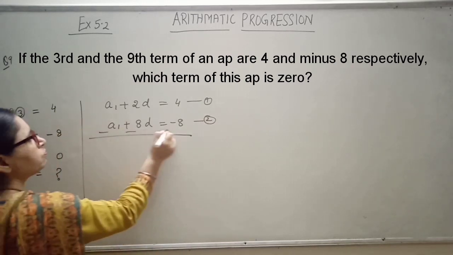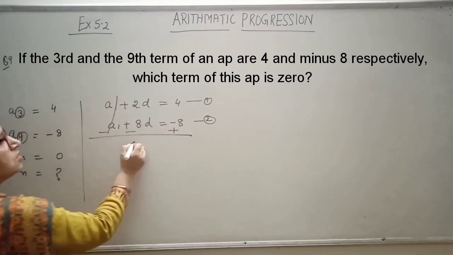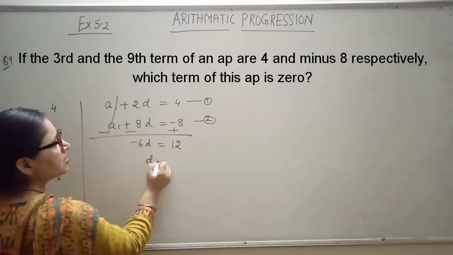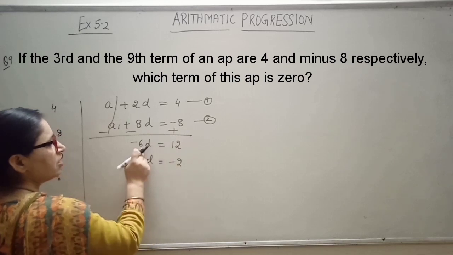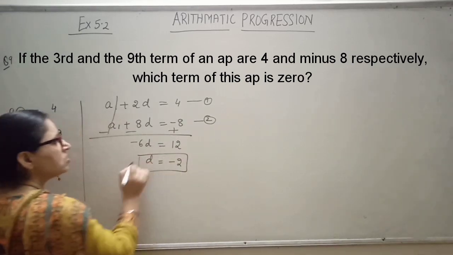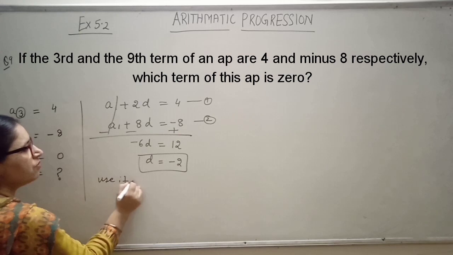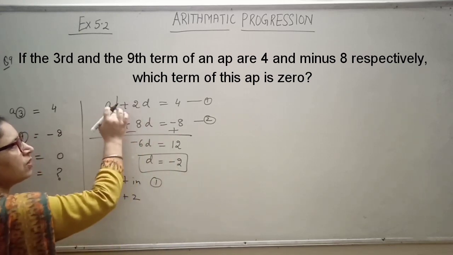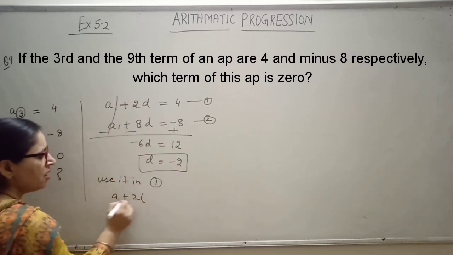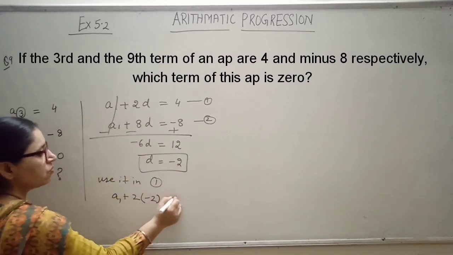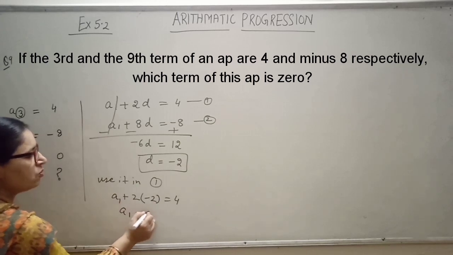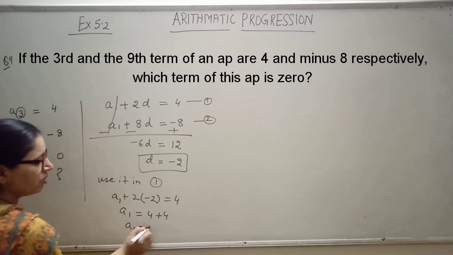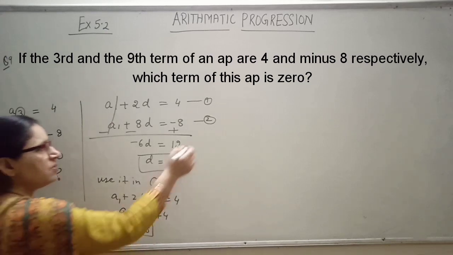Subtract these two. Now this is minus 6d is equal to 8 plus 4 is 12. So d is equal to minus 2 because 12 divided by minus 6 is minus 2. Use this value in 1. So A1 plus 2d, in place of d, minus 2, that is equal to 4. So A1 minus 4 is equal to 4. This minus 4 goes to the other side and becomes plus 4. A1 is equal to 8. So A1 has come and d has come.